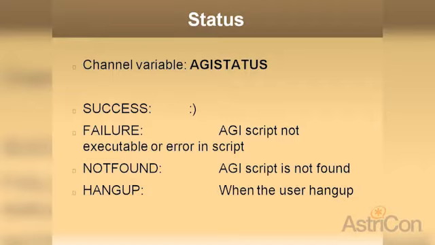There are 4 types of AGISTATUS. SUCCESS means everything's perfect. It executes your AGI, so you're probably really happy. You have FAILURE. When your AGI script is not executable, or the interpreter won't be able to interpret your code, you will get an AGISTATUS of FAILURE and NOTFOUND.